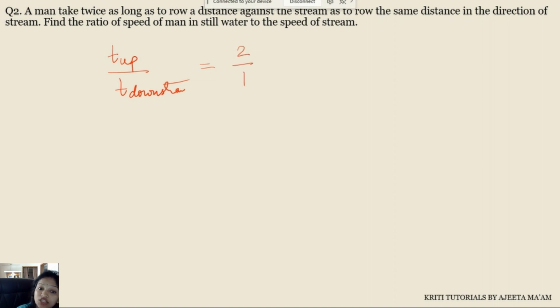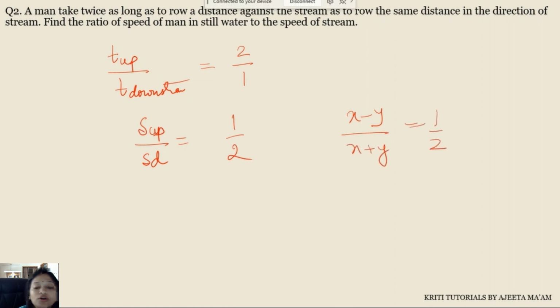Now tell me, I just told you what is the relation in speed and time. They are inversely proportional. So what will be the ratio of the speeds? So speed of upstream or speed of downstream ka ratio will be 1 upon 2. No need of any other formula. Now what is the speed of upstream? X minus y. What is the speed of downstream? X plus y, and then 1 upon 2.